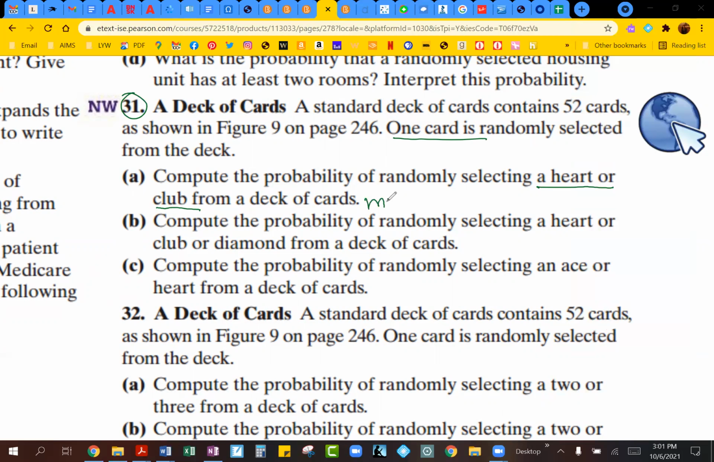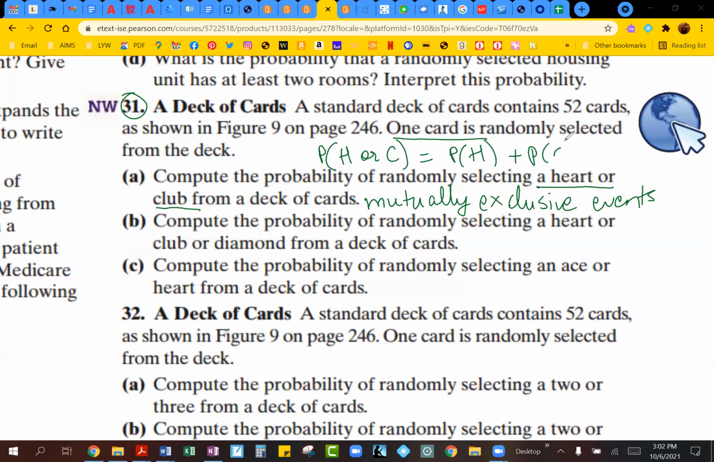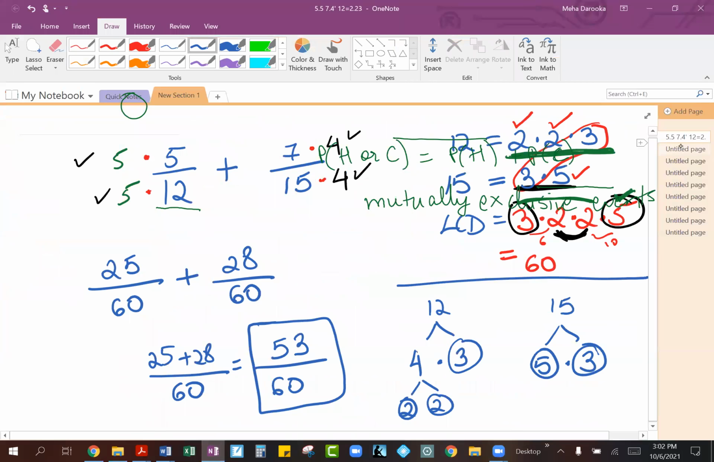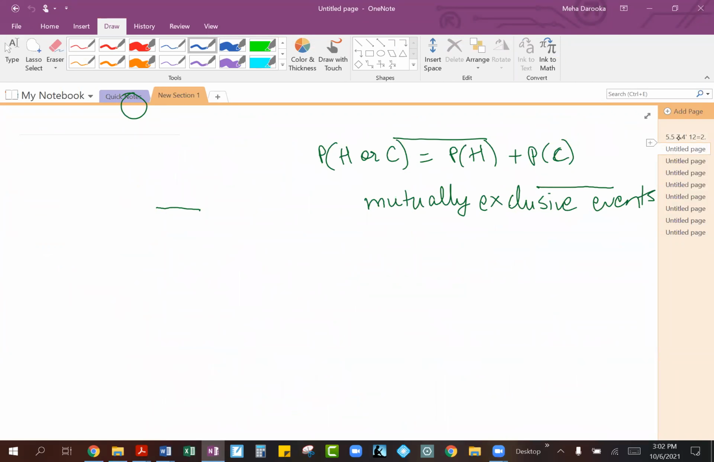So since these are mutually exclusive events, that means you can use that first rule of probability here. To find out if the card is going to be a heart or a club, you will add the probability of a heart with the probability of a club, and that will give us our total probability. So I'm just actually going to do this right over here.